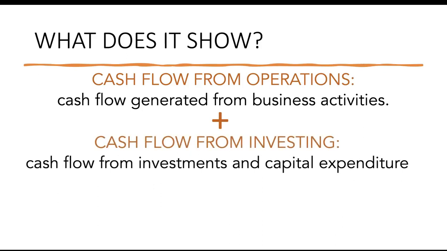The second section of the cash flow statement looks at cash flows from investing, or CFI, and is the result of investment gains and losses. This section also includes cash spent on property, plant, and equipment. This section is where analysts look to find changes in capital expenditures, or CapEx.